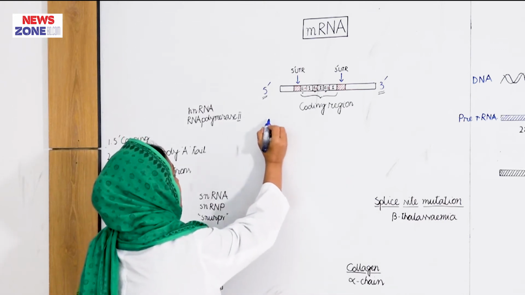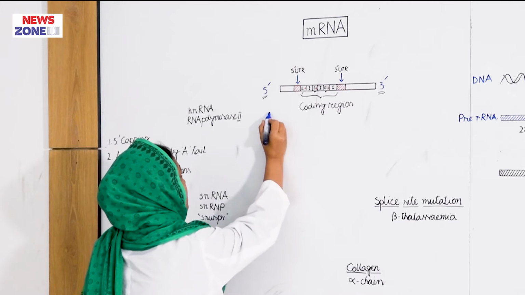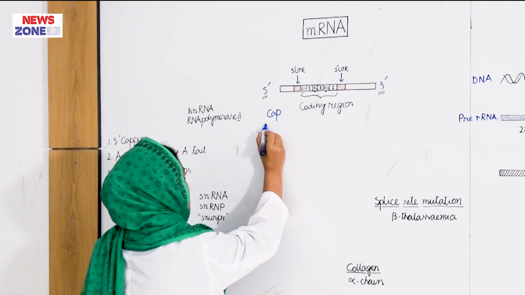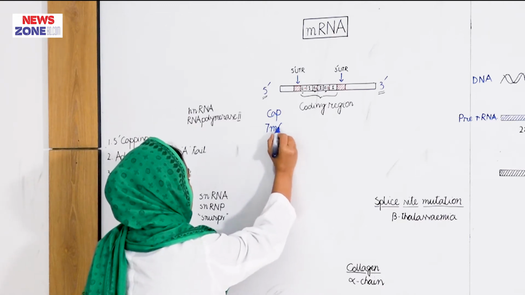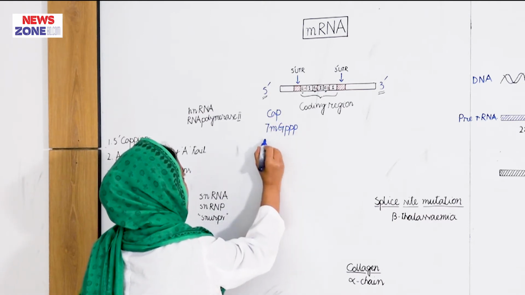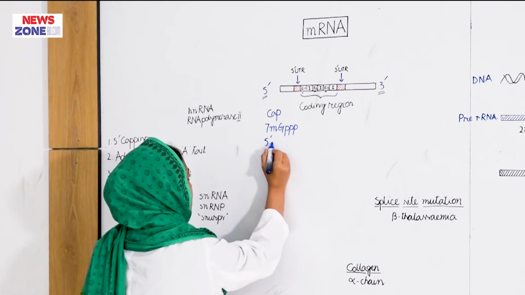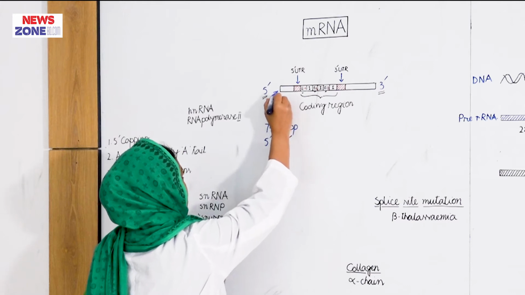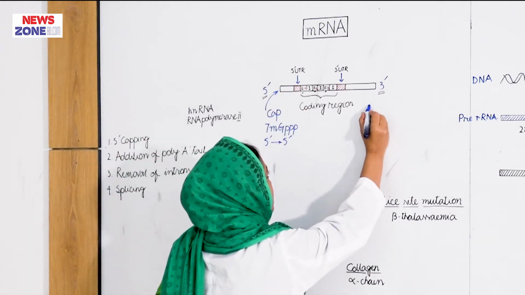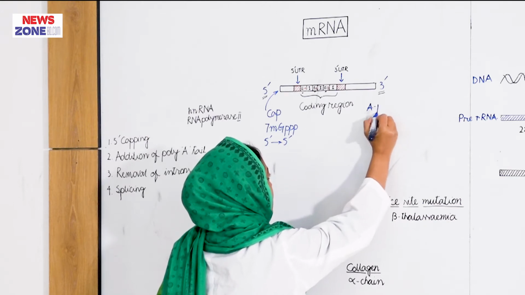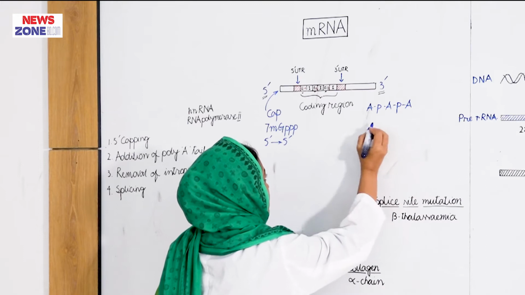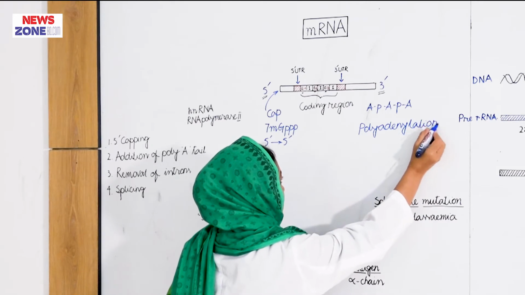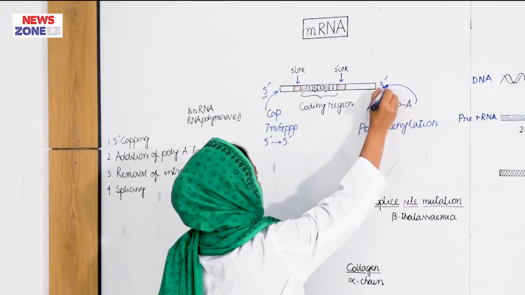The first modification is the 5' capping. Here, a cap-like structure is added at the 5' end by attachment of 7-methylguanosine triphosphate, attached at the 5' end by an unusual 5' to 5' triphosphate linkage. And at the 3' end, several hundreds of adenine nucleotides are attached. This is known as polyadenylation, and it is attached at the 3' end.